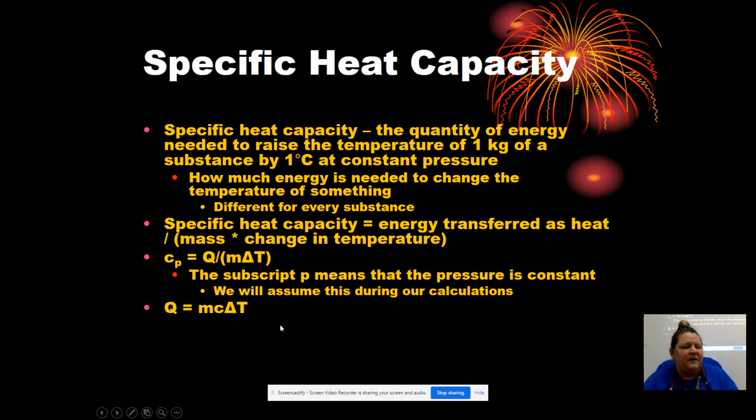So here it is. If we rearrange this, if we want to calculate how much heat we supplied, it's going to equal the mass of your substance times the specific heat times how much the material changed in temperature. So the change of temperature. This equation and this equation are exactly the same equation, just rearranged.